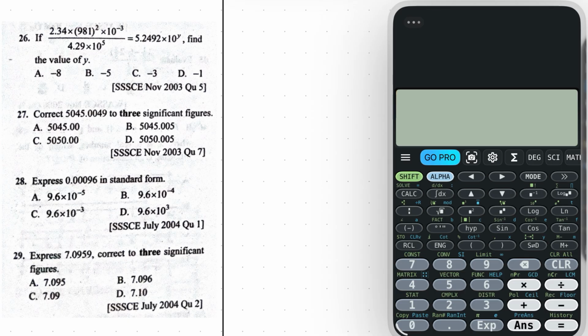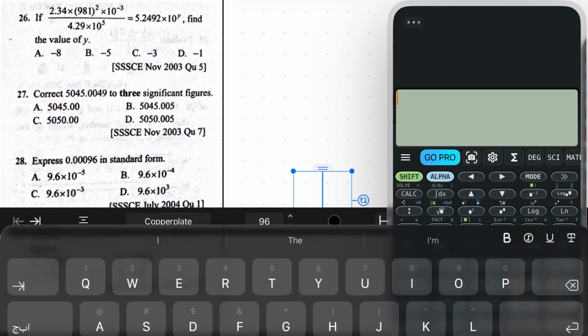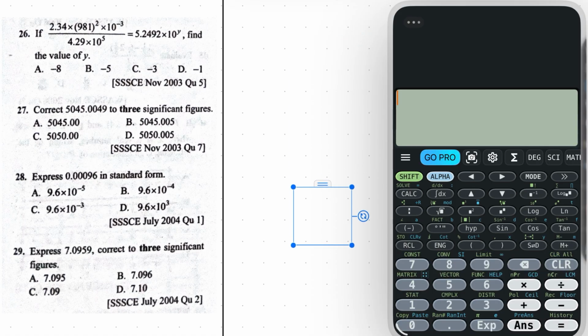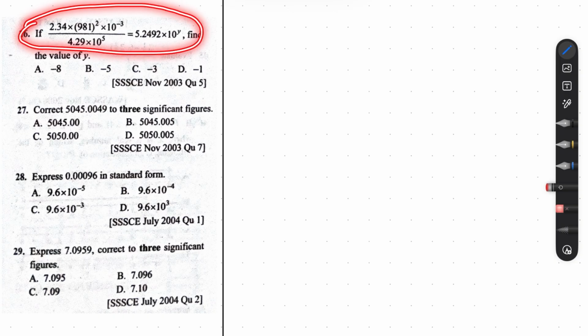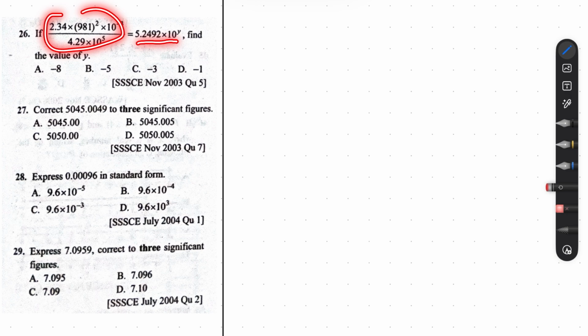Question number 26 says, if this expression right here is equal to this expression, then find the value of y. So we need to find the value of the exponent y.